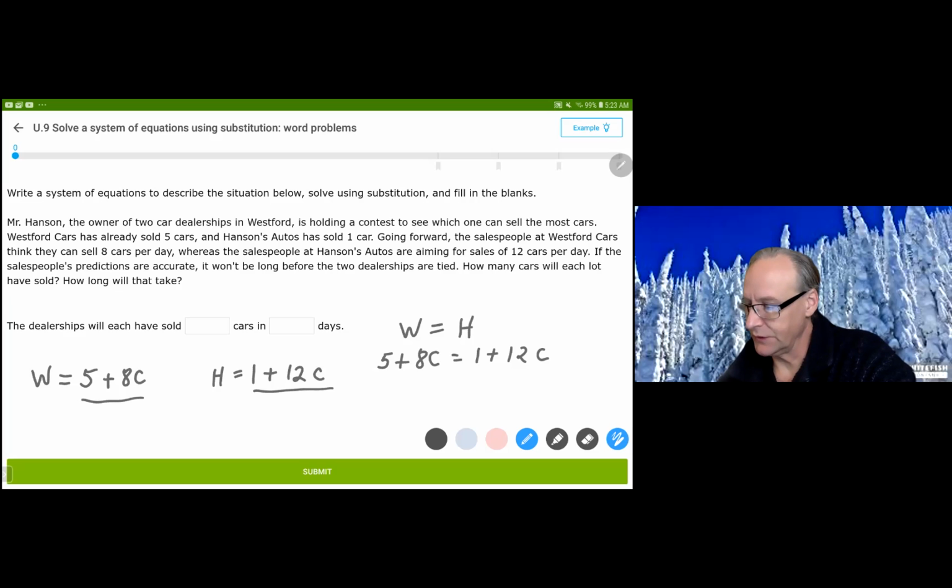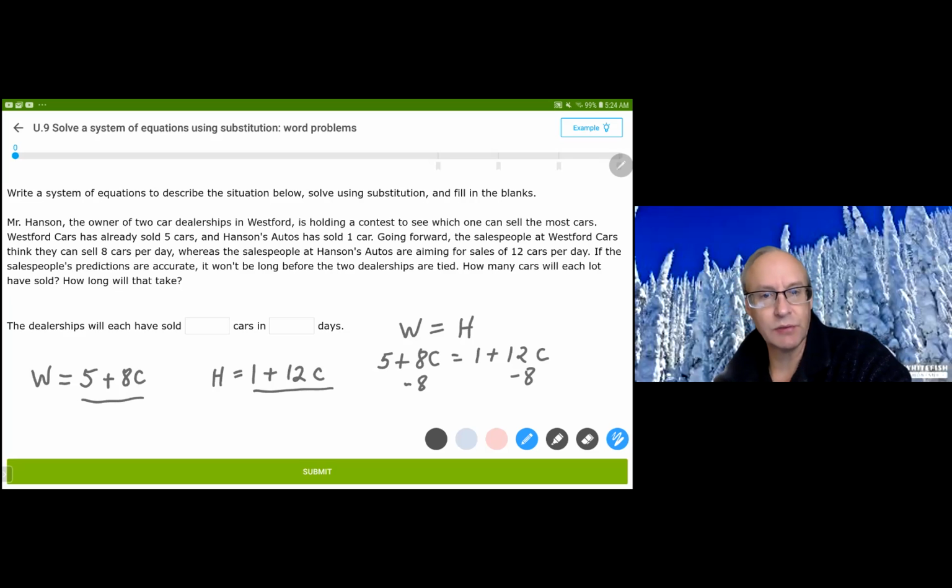I want to caution you on doing the following. This is a very common mistake. There's 2 things that happen, and students tend to do one or both. First of all, the best thing to do is to always start with your variables. So always try to start solving with variables. So I'm going to subtract 8C from both sides.